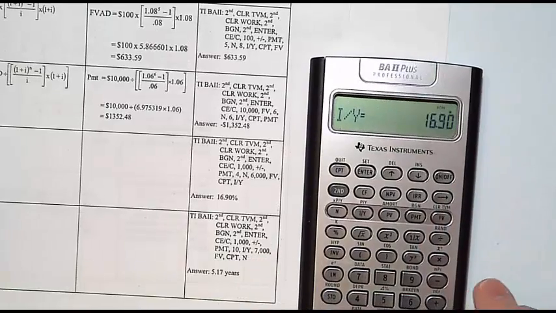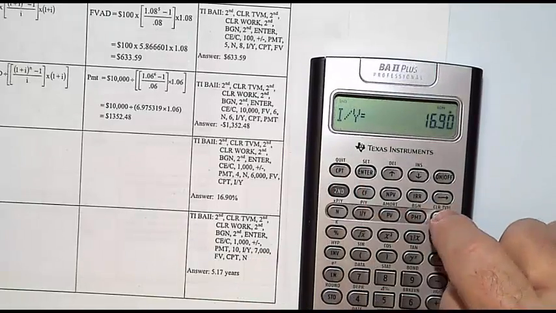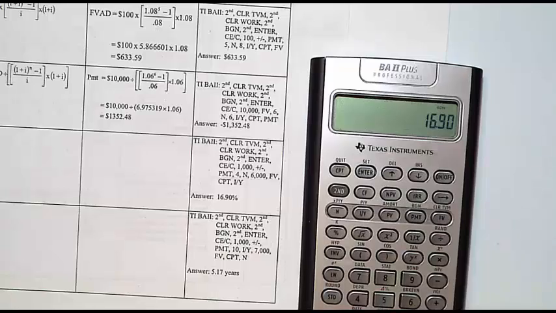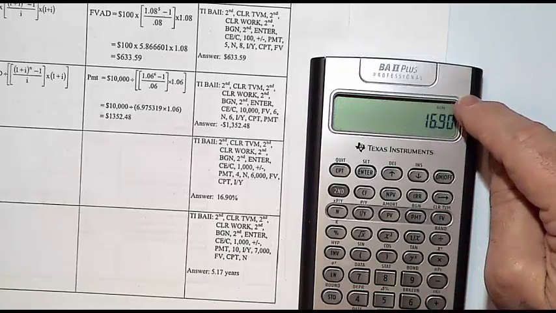So here we have the calculator version. I'm going to clear everything. Second, clear TVM. Second, clear work. We're already set for beginning of period payments.